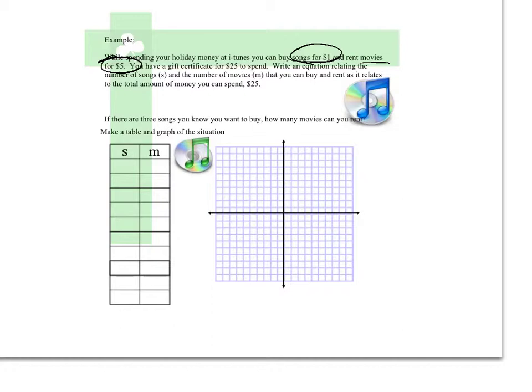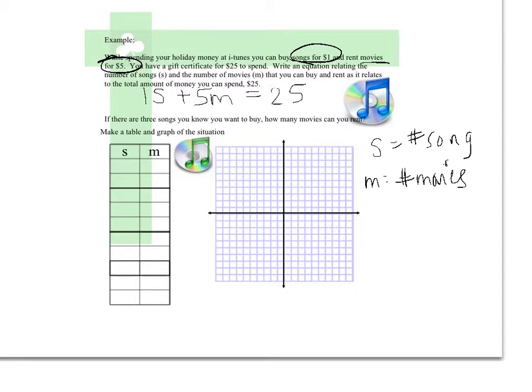Well, first of all, let's pick some variables. Let's use S to represent the number of songs you can buy, and we'll use M to represent the number of movies. You would need to first define some variables so we know what they're standing for. Then we can write an equation. You get $1 per song, 1S, and you need to spend $5 per movie, plus 5M, to get you a grand total of $25. Look at how simple that standard form equation was to make. $1 per song plus $5 per movie has to equal $25.